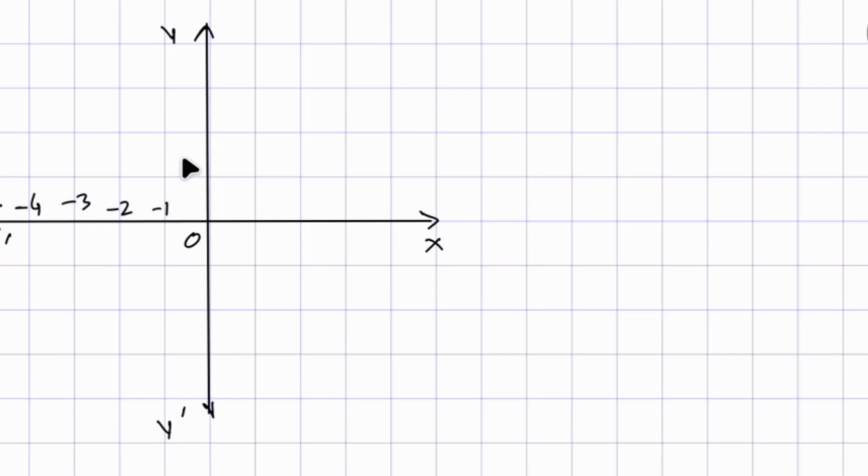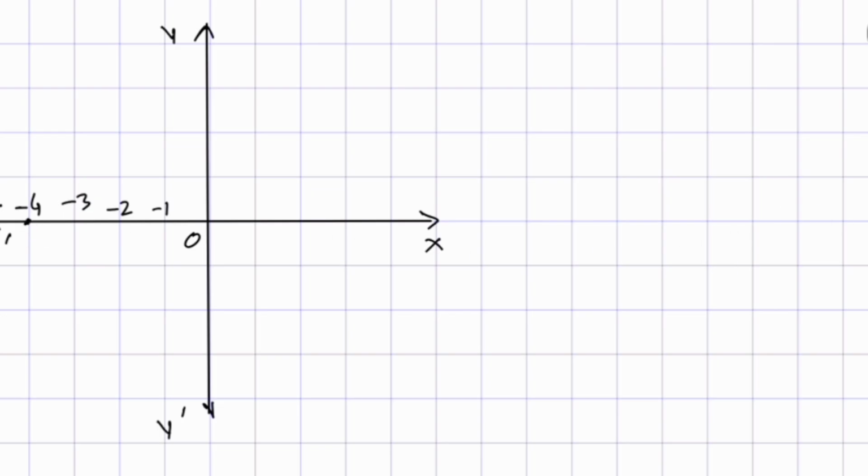We already know that the first quadrant is positive, in the second quadrant x is negative and y is positive, in the third quadrant x is negative and y is also negative, and in the fourth quadrant x is positive and y is negative. This is 4 units, 1, 2, 3, 4. The point is here.